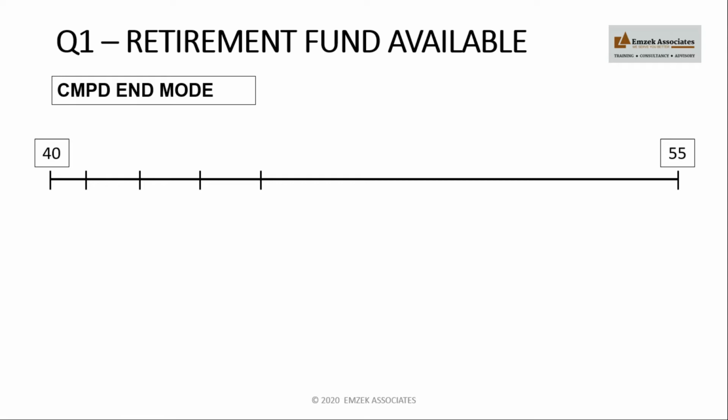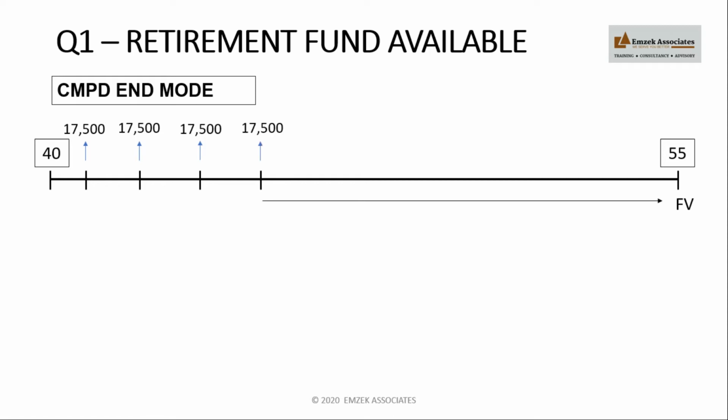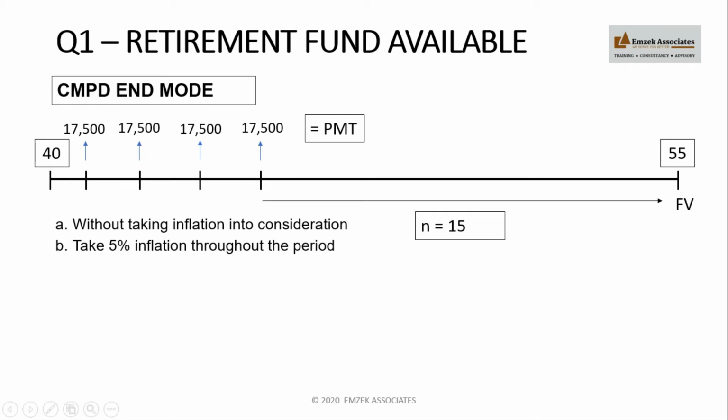We will be using CMPD, the compound interest calculation, with N mode. Throughout until 55, we will be finding the future value, FV. Every year we will invest 17,500, so this will be the payment, PMT. The period N will be 15. We will find FV first without taking inflation, and secondly with 5% inflation.